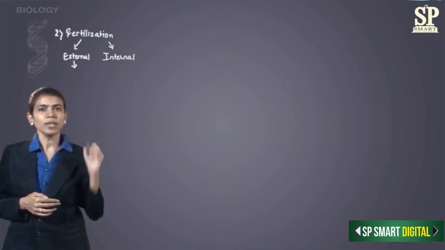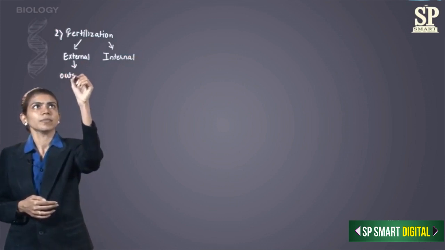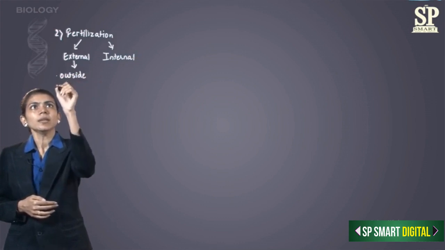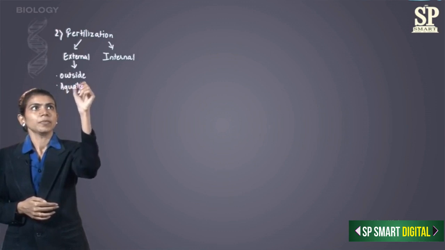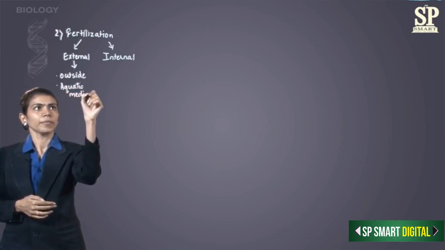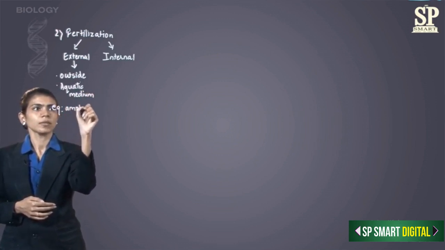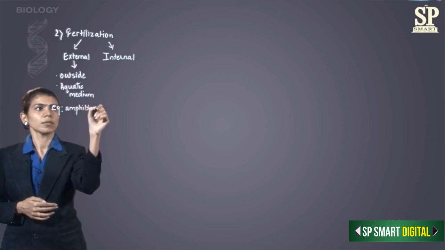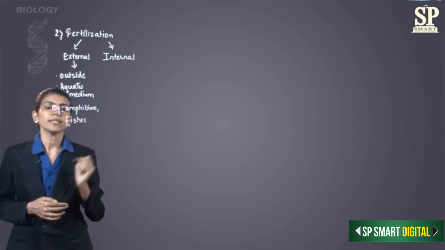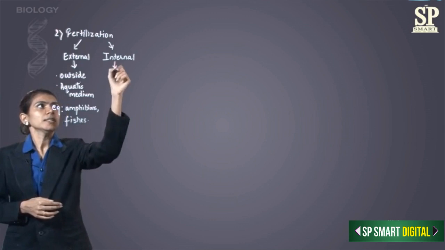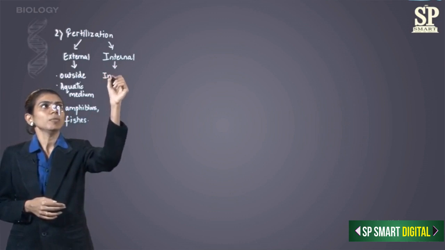External fertilization is when the fusion of the gametes takes place outside the body of the organism. Here, usually fertilization is in an aquatic medium. For example, amphibians, fishes. So this was external fertilization. In internal fertilization, the fusion of the male and the female gamete is taking place inside the body of the female organism.